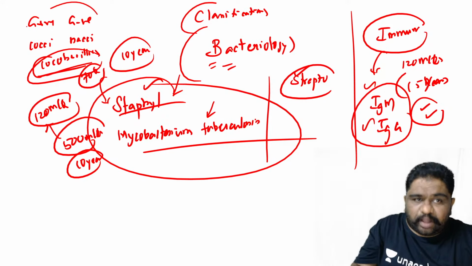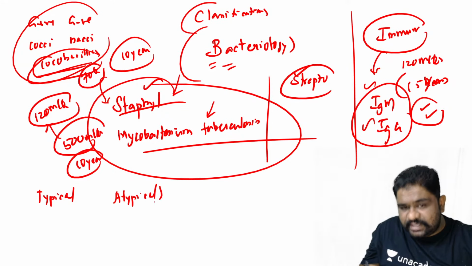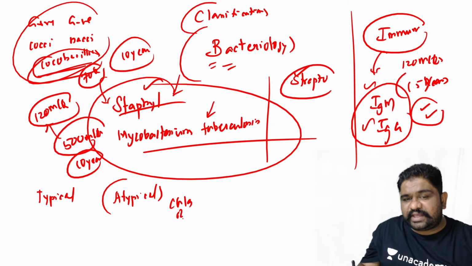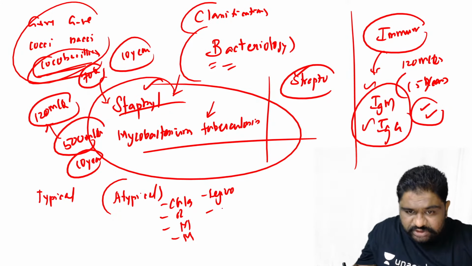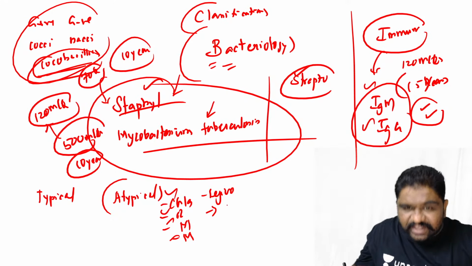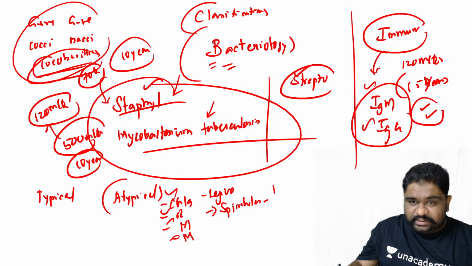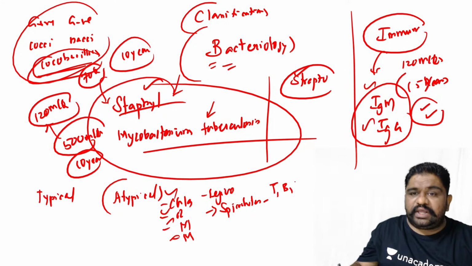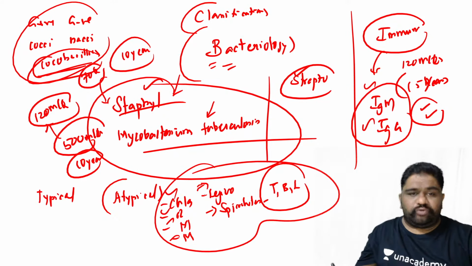Borrelia is a spirochete. Apart from them, you can have typical versus atypical bacteria. Among atypical bacteria, you have to know 7 major organisms like Chlamydia, Rickettsia, Mycobacteria, Mycoplasma, Legionella. Then you will be focusing on spirochetes inclusive of Treponema, Borrelia and Leptospira. So these organisms are a must for you to know before you go for exams.